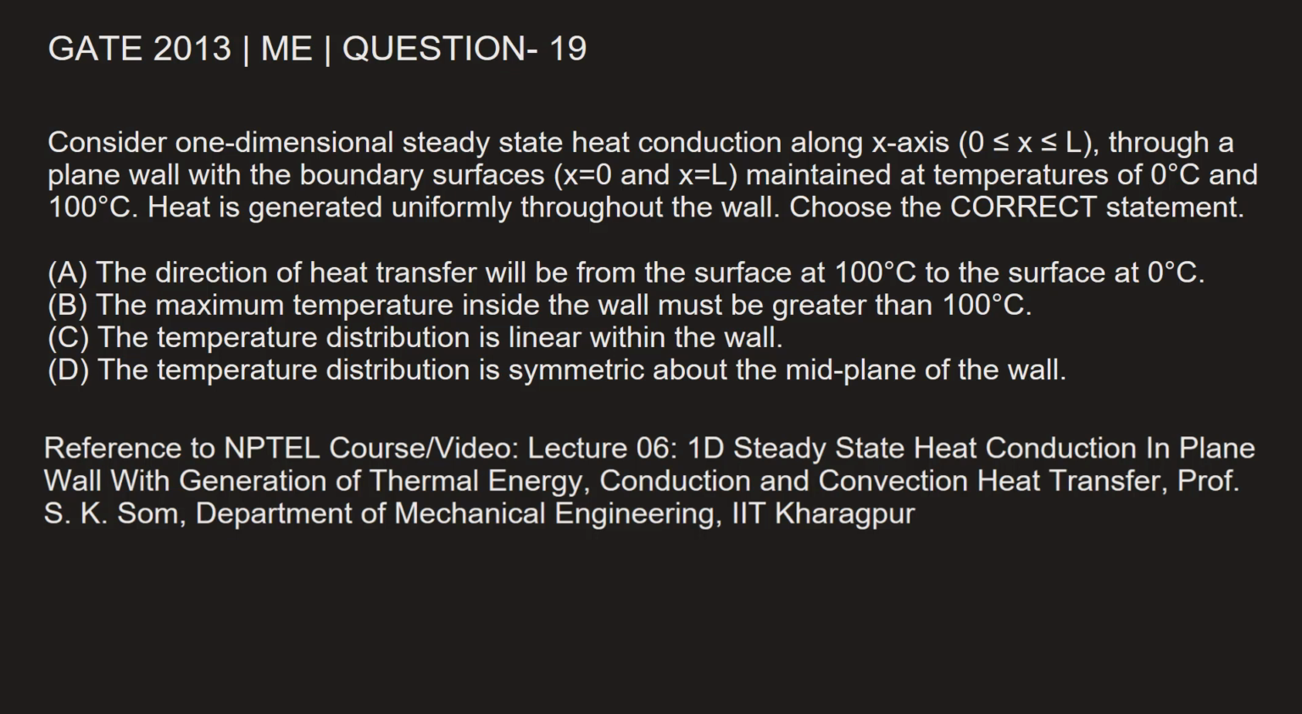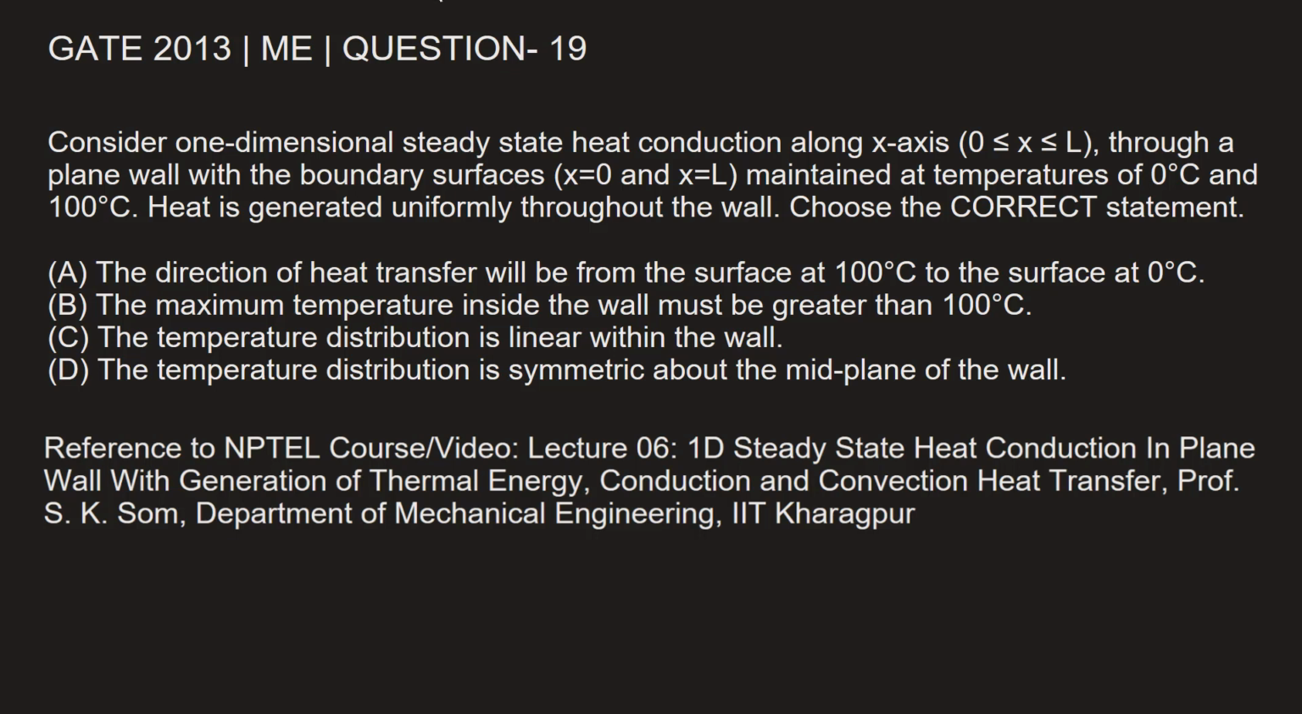Choose the correct statement. Option A, the direction of heat transfer will be from the surface at 100 degrees Celsius to the surface at 0 degrees Celsius. Option B, the maximum temperature inside the wall must be greater than 100 degrees Celsius. Option C, the temperature distribution is linear within the wall. Option D, the temperature distribution is symmetric about the midplane of the wall.